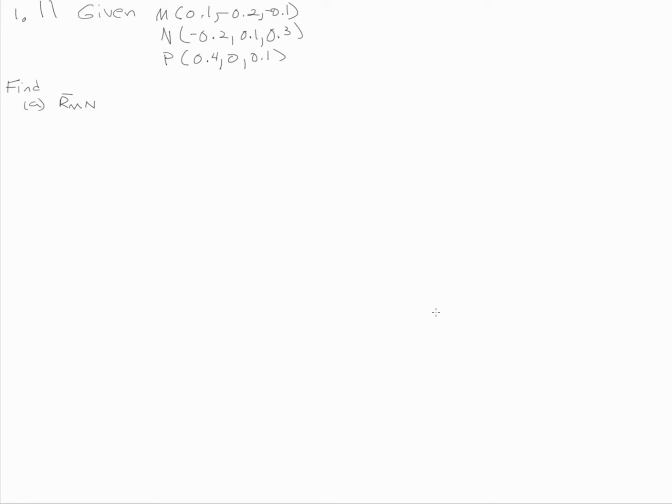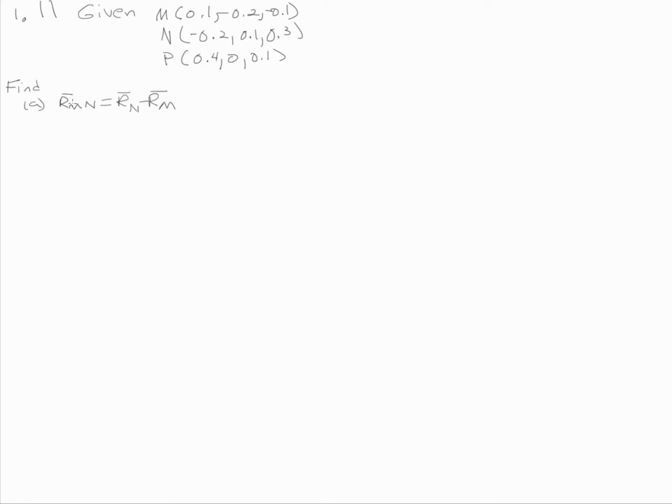So this is problem 1.11 at the end of chapter 1, and it says you're given these three points M, N, and P. In part A they want you to find the vector R_MN. Anytime you have this type of problem where they want you to find a vector from two points, you always do the last point minus the first point.